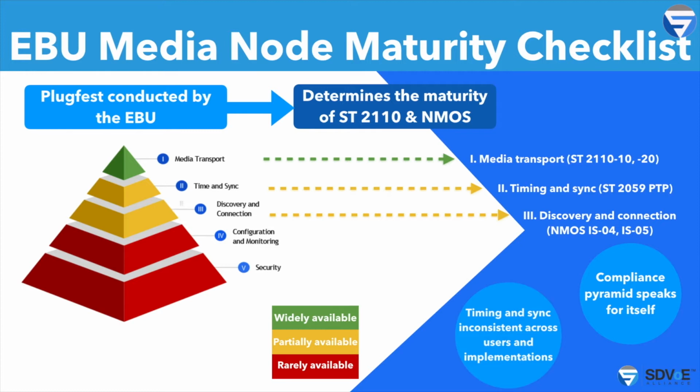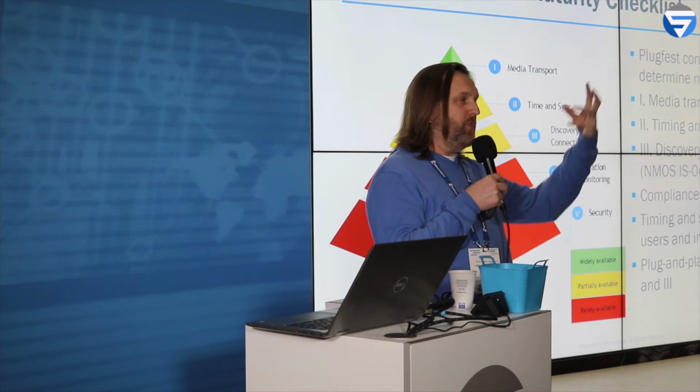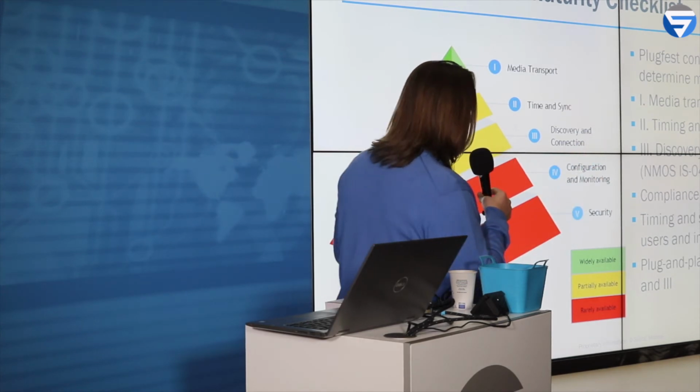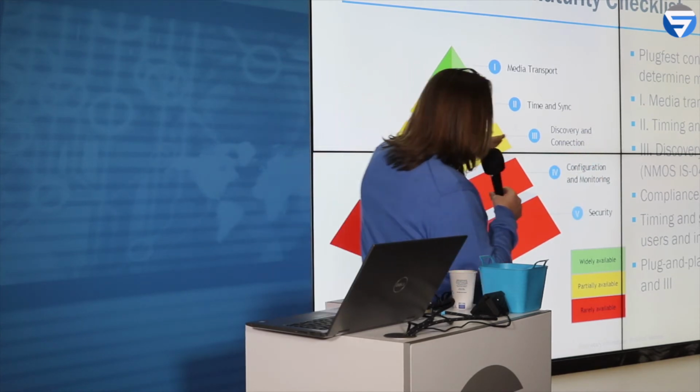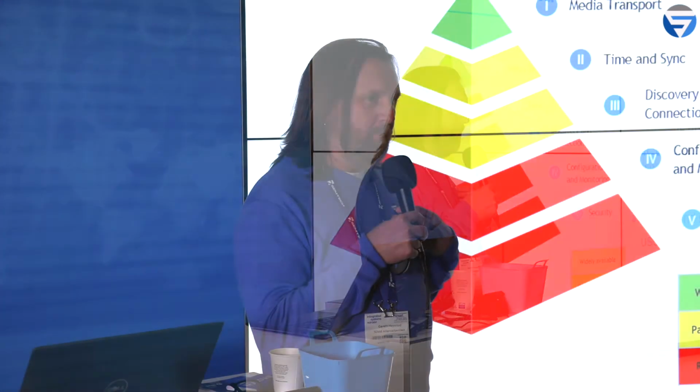That means it's inconsistent across users. That means that some guys can get video to their equipment on time and be able to recreate that image correctly. Others not so much. And then this one, discovery and connection. I personally think this is the most important.